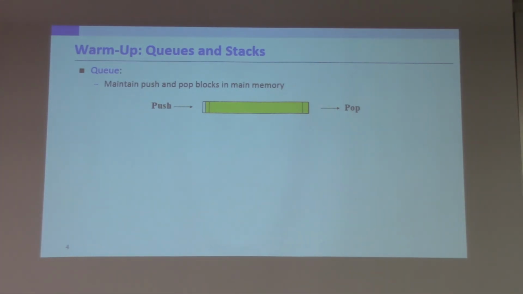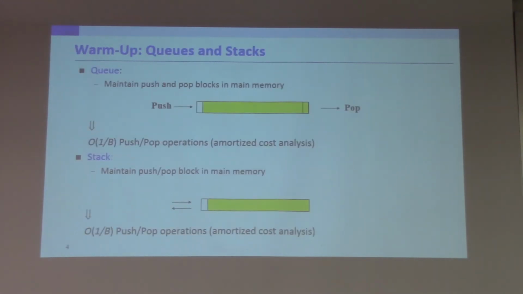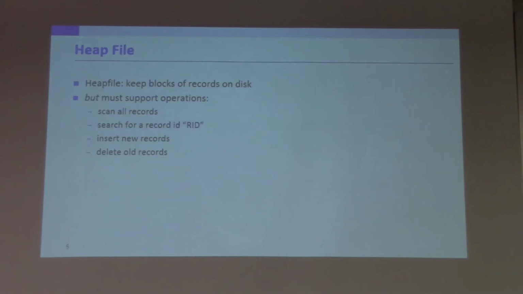What about stack? The discussion is similar. For stack, you do this at the buffer as well, right? So the cost becomes 1 over B as well for push and pop from a stack, instead of 1 I/O per record.